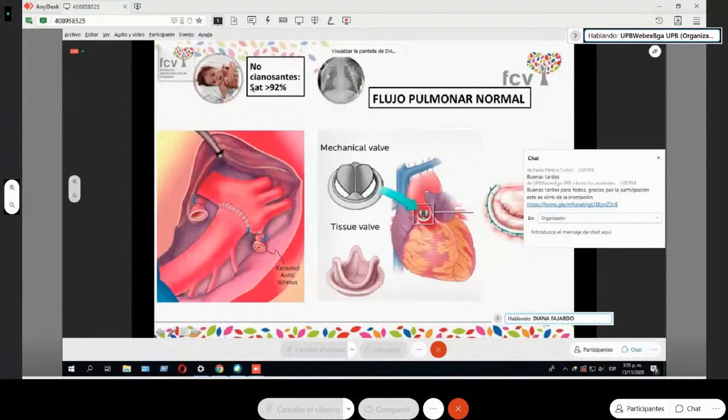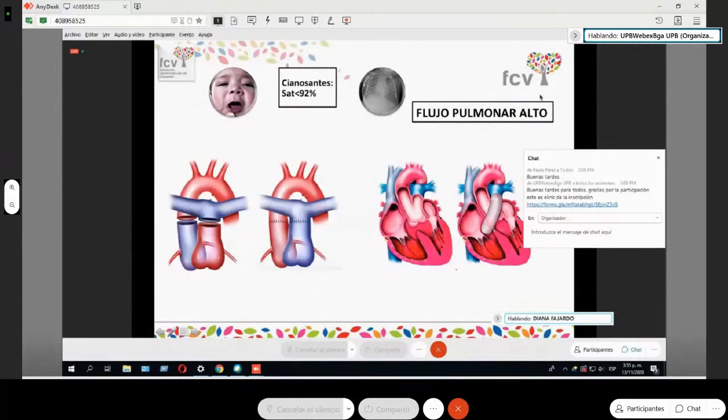For those cyanotic or blue children with high pulmonary flow, for instance, children with great transposition of the great arteries, what we do is to replace the tube located on the proper side. Or when, instead of having two tubes, we have a single tube, we make the two tubes come out of the corresponding side.